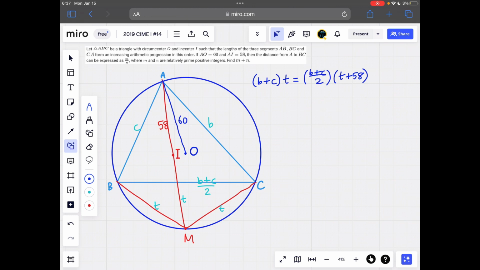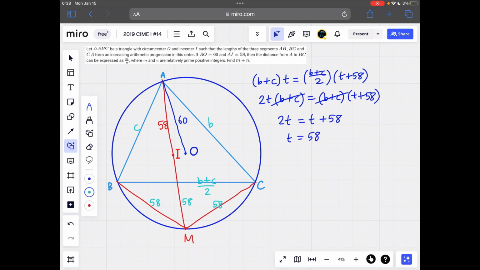Now, if we multiply both the left and right side of the equal sign by 2, we get that 2t times (b plus c) equals (b plus c) times (t plus 58). Cancel out the b plus c, we get 2t equals t plus 58. And subtract t from both sides finally to get that t is equal to 58. So we can replace t with 58. Now this has also allowed us to discover another fact, that I is the midpoint of AM, because both AI and MI are equal to 58.